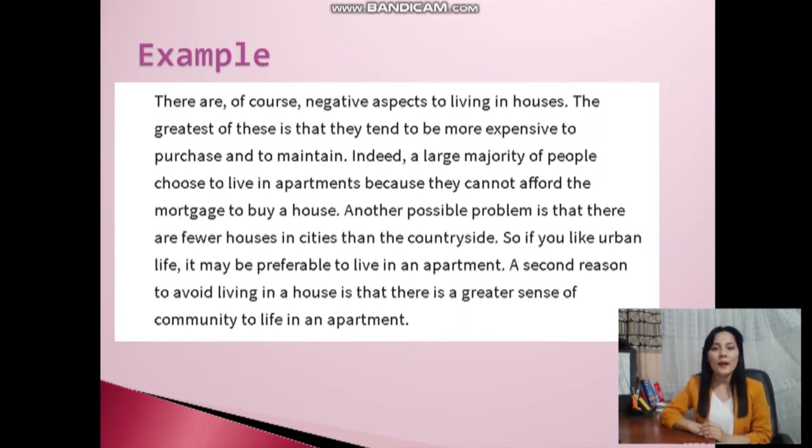There are, of course, negative aspects to living in houses. The greatest of these is that they tend to be more expensive to purchase and to maintain. Indeed, a large majority of people choose to live in apartments because they cannot afford the mortgage to buy a house. Another possible problem is that there are fewer houses in cities than the countryside. So, if you like urban life, it may be preferable to live in an apartment. A second reason to avoid living in a house is that there is a greater sense of community to live in an apartment.